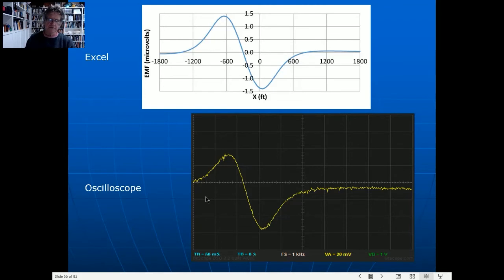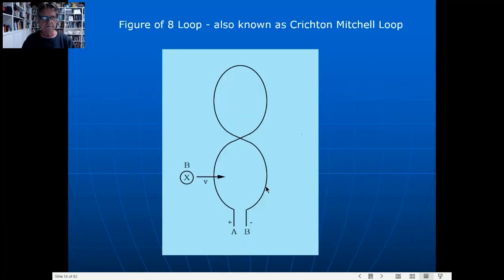So what I did was I tried that with an oscilloscope. I've just got a digital oscilloscope and a coil and a magnet like I had before, and that's the image I got. Look, that's almost a perfect match for the theoretical. Okay, so that's for a single loop. Now what Mitchell did was pretty clever. He did a figure of 8 loop. Now I'll just show you. Look, I'll go back to this and show you.